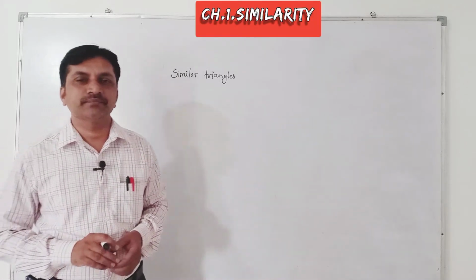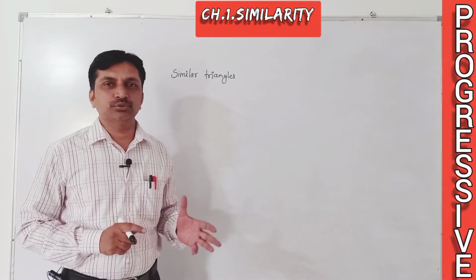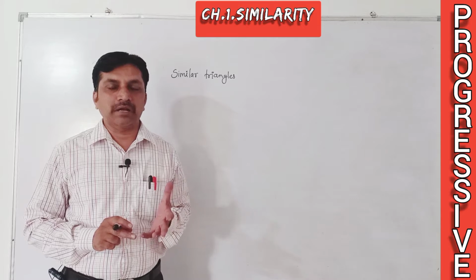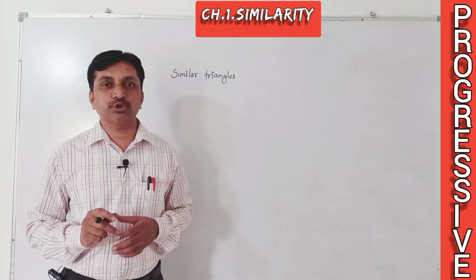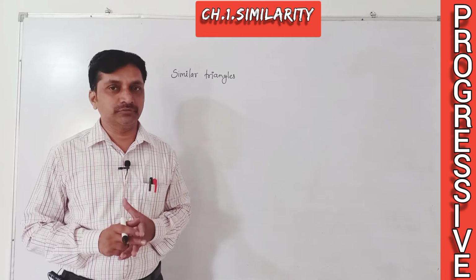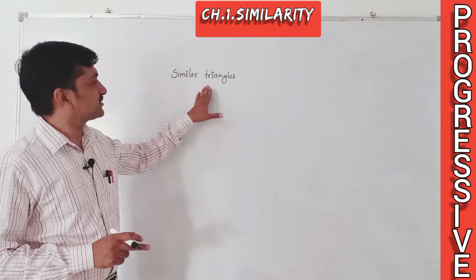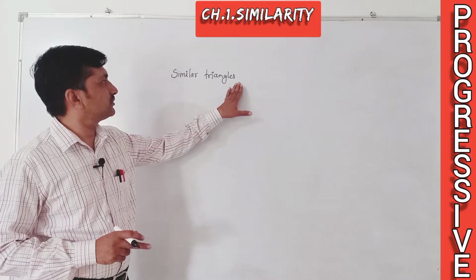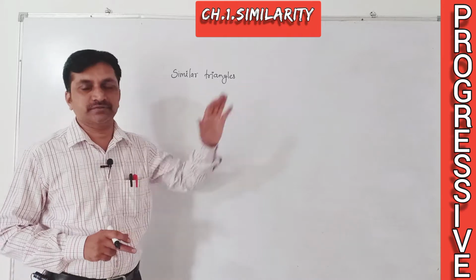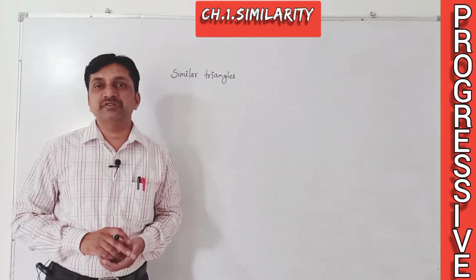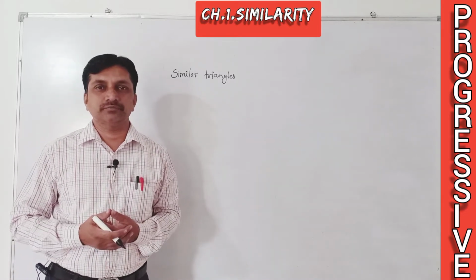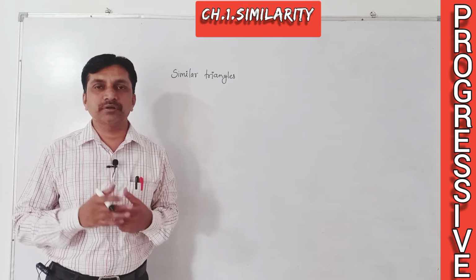Hello dear friends, in the last video we completed practice set 1.2 that was based on the basic proportionality theorem. Now the next point we have to see is about similar triangles. When can we say that two triangles are similar? There are some conditions.